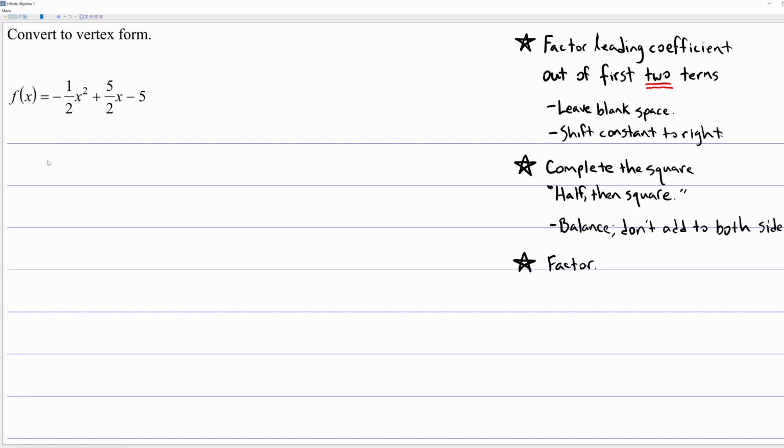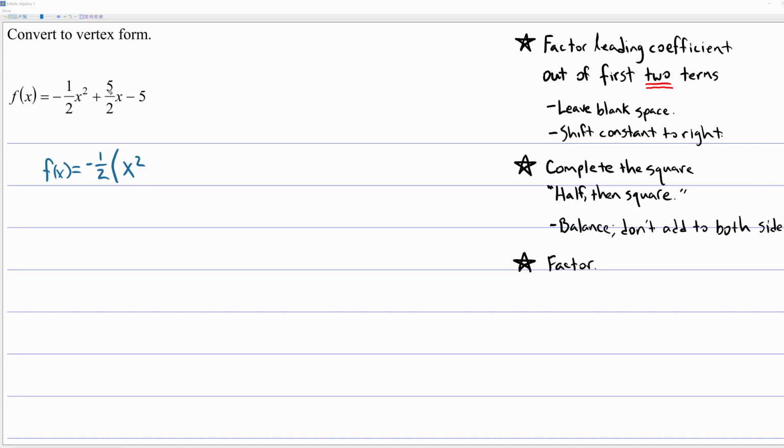So, step 1, factor the leading coefficient out of the first two terms only. So the leading coefficient is -1/2. And when I say factor, you can think divide. -1/2 divided by -1/2 is +1. That's kind of the whole idea here.